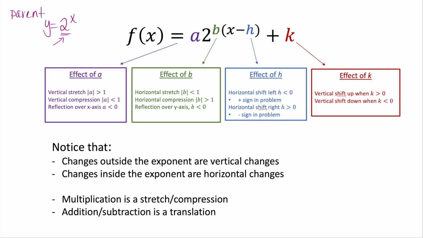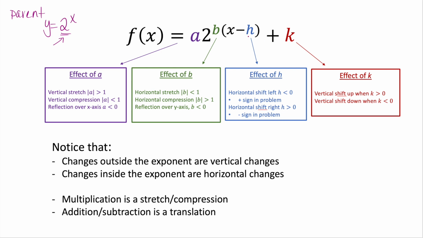So if 2 to the x is the parent function, if I put a number a in front, that is going to be a vertical stretch if a is bigger than 1, and a vertical compression if a is less than 1. It's going to be a reflection over the x-axis if a is less than 0. If I change something within the exponent, it's going to be like having a change within a radical. So this is like the inside part of the function, the exponent. If I have b, that is going to be a horizontal stretch if b is less than 1, and a horizontal compression if b is bigger than 1. It's going to be a reflection over the y-axis if b is less than 0.